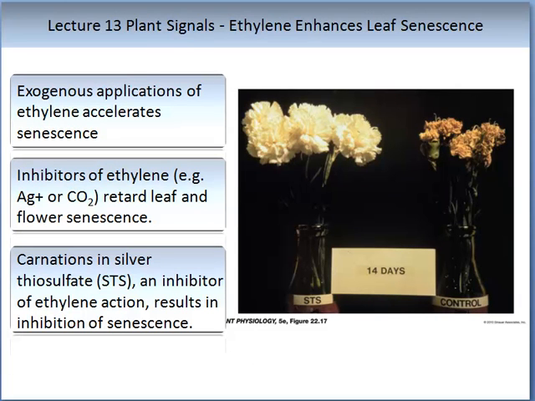Ethylene is a hormone that can enhance leaf senescence. For example, exogenous application of ethylene accelerates senescence. Inhibitors of ethylene retard leaf and flower senescence. Carnations in silver thiosulfate, or STS for short, an inhibitor of ethylene action, results in inhibition of senescence.